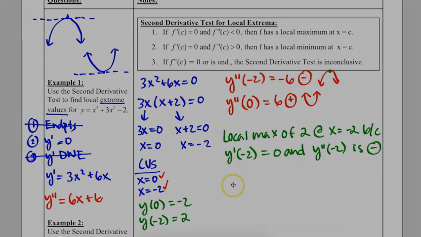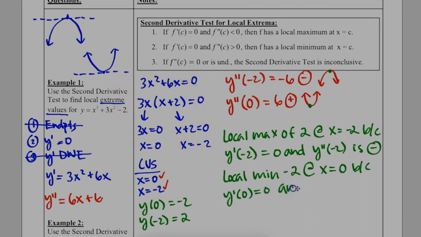Now let's do the same thing for our local min. So now we have a local min, and that was -2. So that was this point here. We knew that occurred at x equals 0, and we knew this because y prime of 0 is equal to 0. That's where we found our critical value. And our second derivative at 0 is positive. So we're using our second derivative test to justify it.